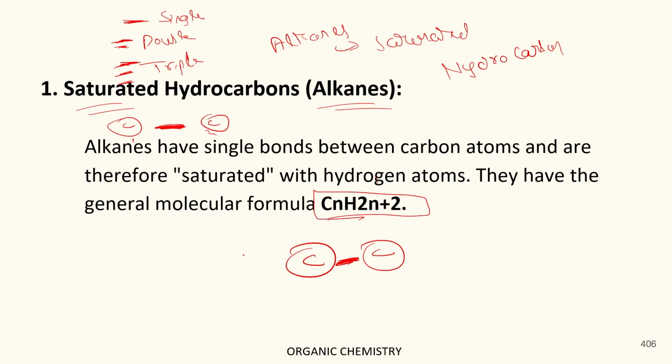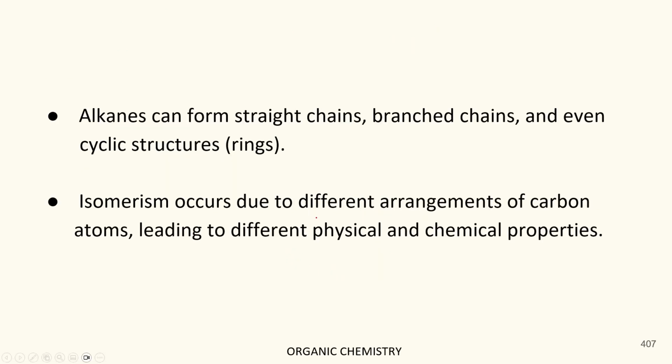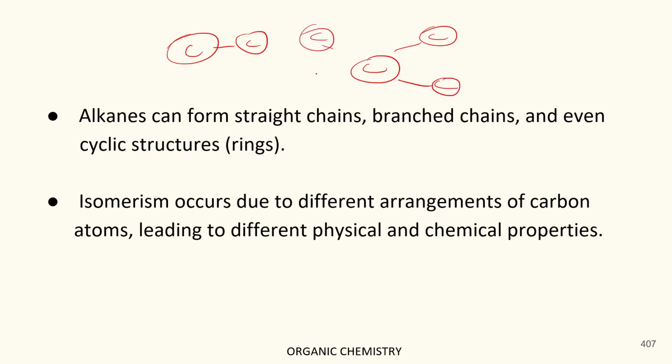So here we have discussed alkane, and alkane is single sharing, so it means the line should be like this. Got it? Now come to the next one. Alkanes can form straight chains, branch chains, and even cyclic structures. This is a straight chain. This is a branch chain. Let me write down here straight, then branch.